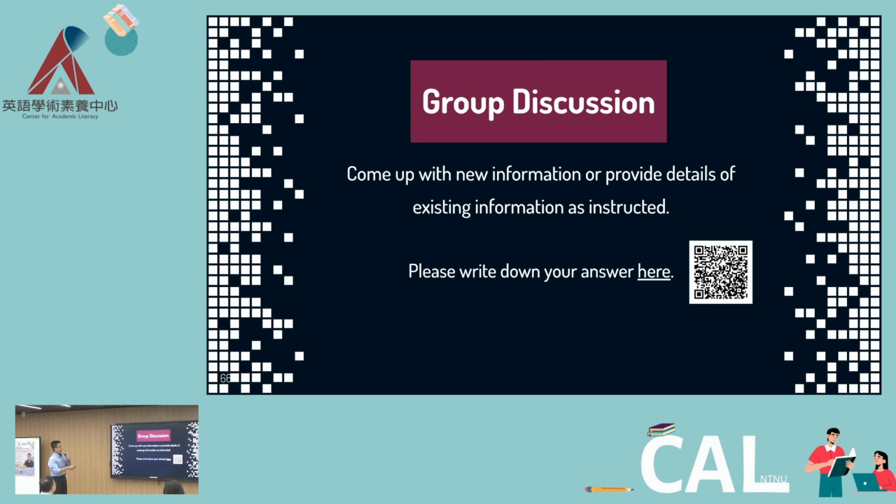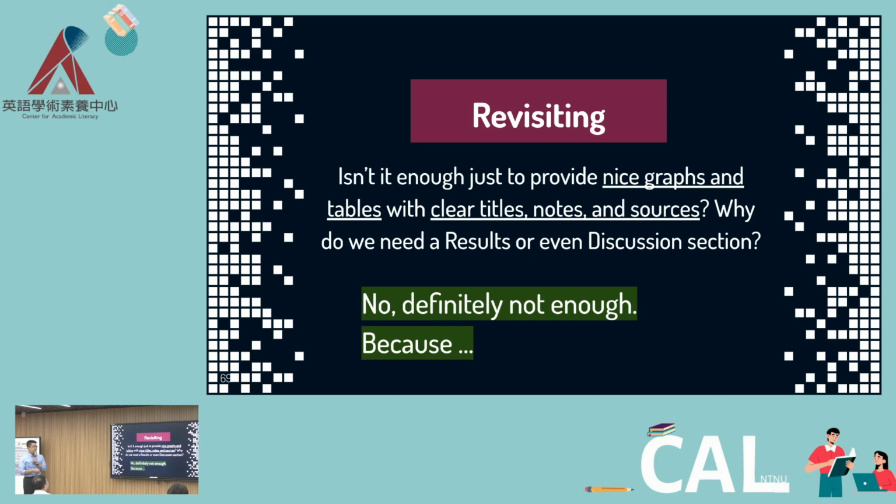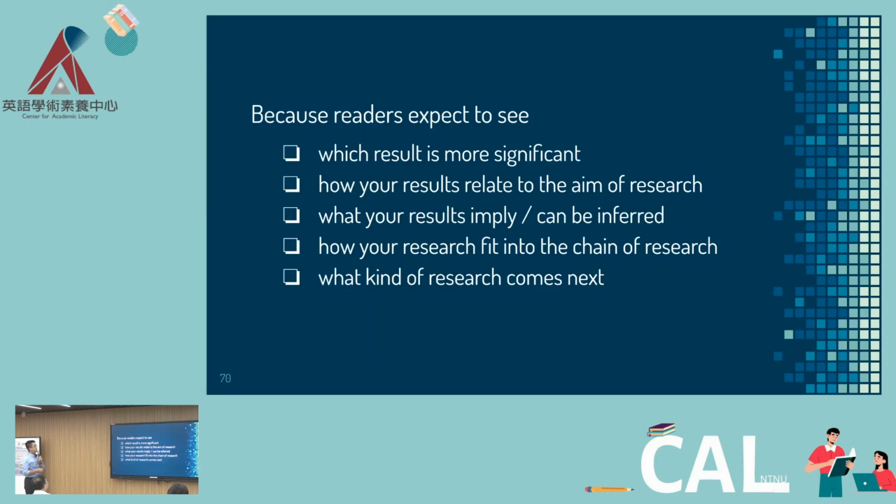Okay, probably it seems like we are running out of time. So the conclusion here goes back to the question at the very beginning: isn't it enough just to provide nice graphs and tables with clear titles, notes, and sources? I know you have the answer, right? No, definitely not enough, because there are 5 points. Your readers need to know which one is more important, more significant. The second is how your results relate to your research aim. The third is what your results mean, what can be inferred from your results.